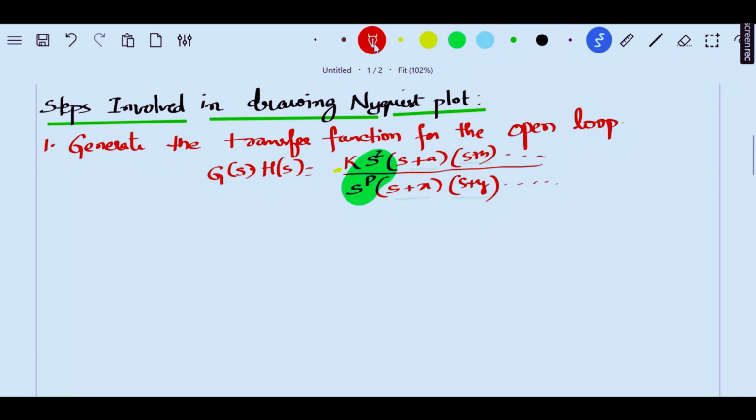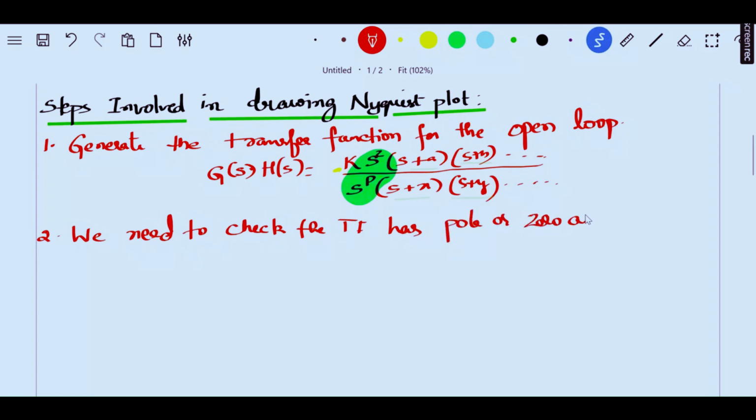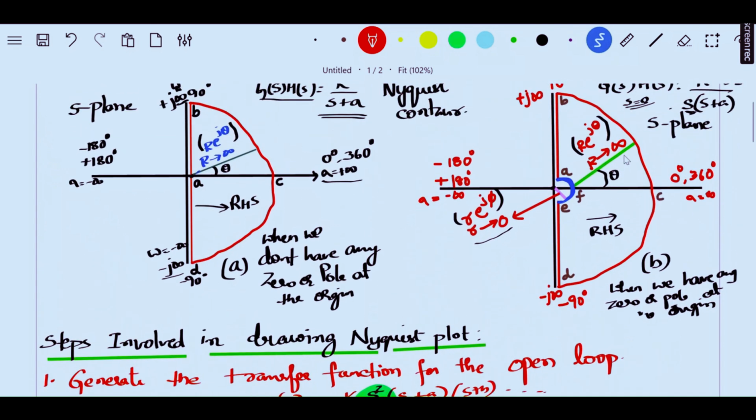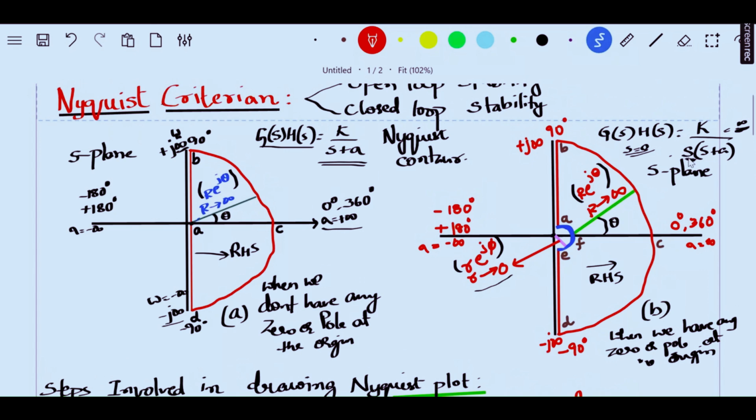Okay. Now the second step is we need to check whether the transfer function has a pole or zero at the origin. Now, if you have a pole or zero at the origin, we are going to take this contour. If we put s equals 0 in the numerator, the entire transfer function becomes zero. But when we have s equals 0 in the denominator, the transfer function becomes infinity.